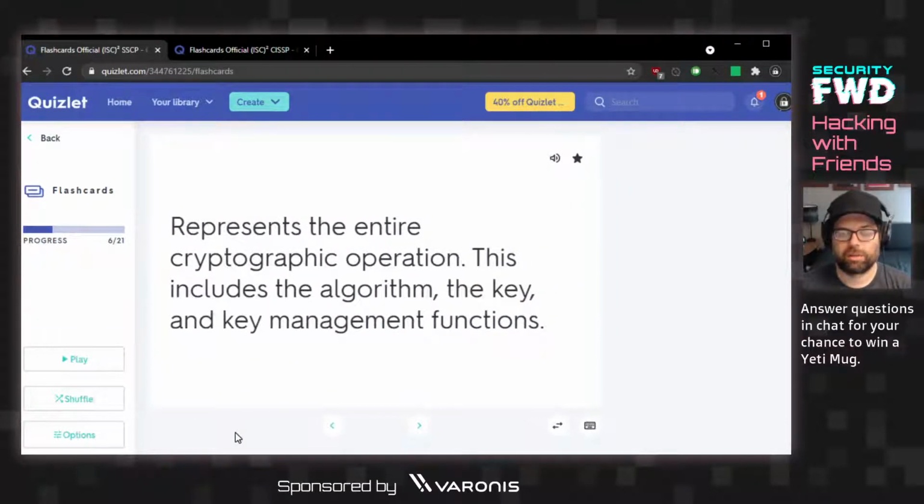All right. Represents the entire cryptographic operation. This includes the algorithm, the key, and key management functions. Entire cryptographic operation. Encryption and decryption? This is probably some term I'm not thinking of. Anyone else have ideas?